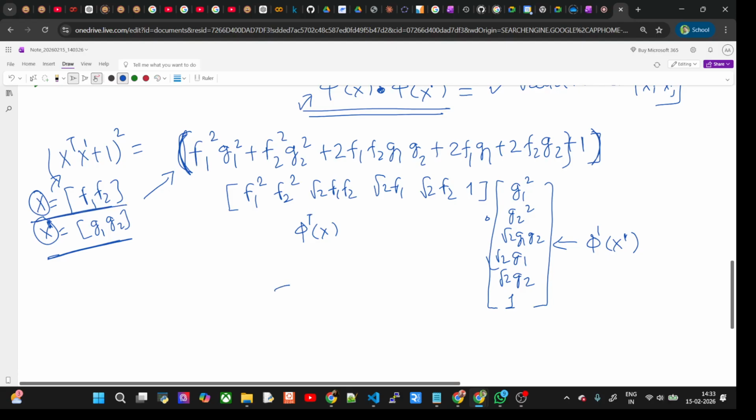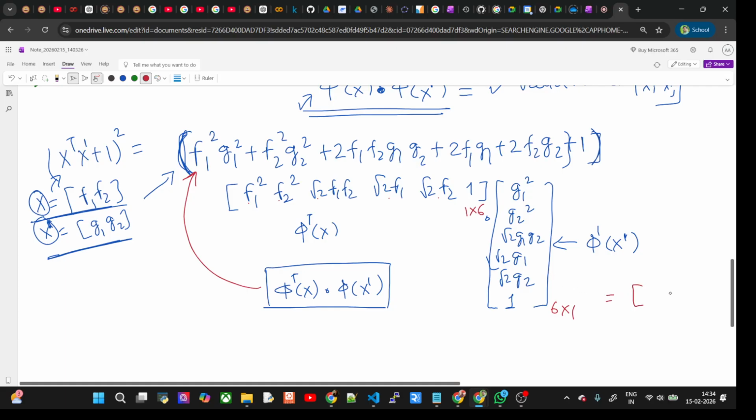So if I do phi transpose of x into phi of x prime, the dot product, what will I get? I will get this value, correct? This is one row, 1 2 3 4 5 6, one row and 6 columns, and this is 6 rows and 1 column. So I will get finally one value, 1 comma 1. Some number, some value I will get.